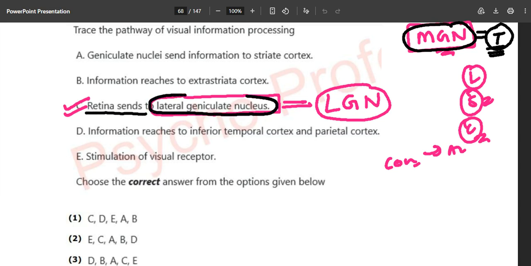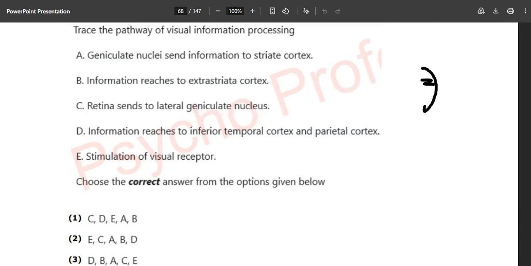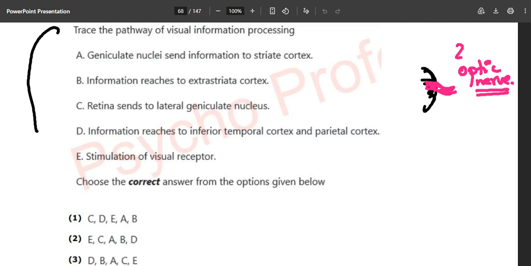But right now, retina sends to LGN. How can this happen directly? Where is the retina? The retina is right there in your eyes. You cannot touch it, but you can feel it, where the whole image is produced in inverted form. From the retina, the point from where it leaves is called the optic nerve, and there is a particular pathway through which it goes. From this optic nerve, the LGN is very far away. So what will you mark as the correct answer?